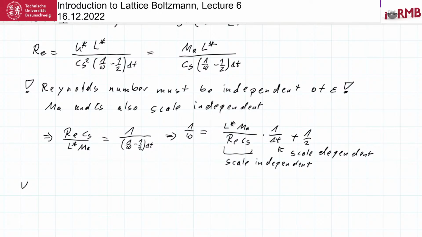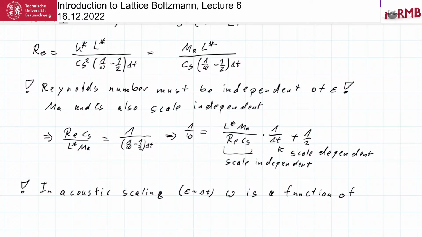So what we just derived is that in acoustic scaling, meaning epsilon is proportional to delta t, omega is a function of the resolution.